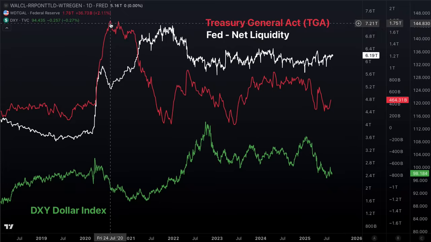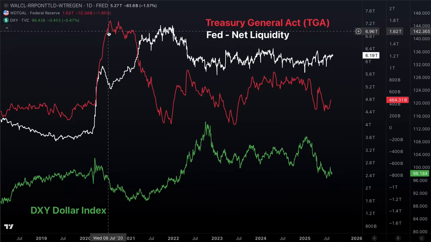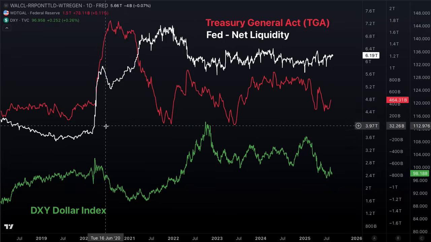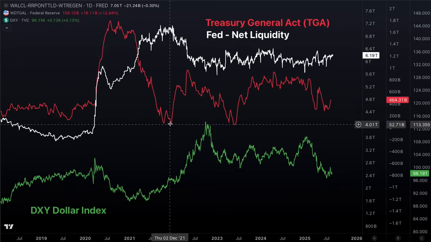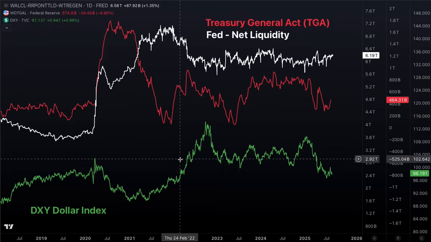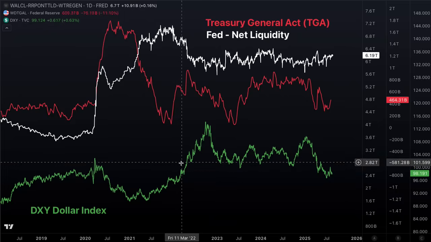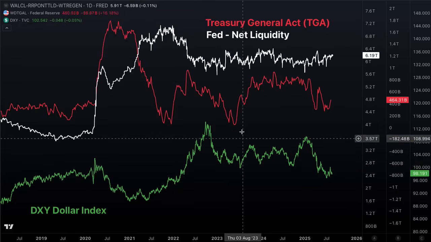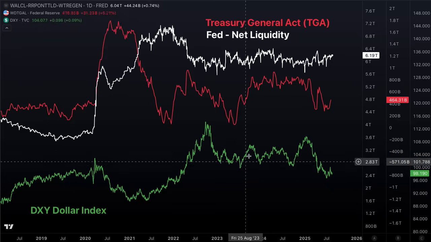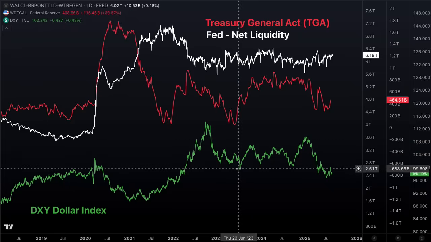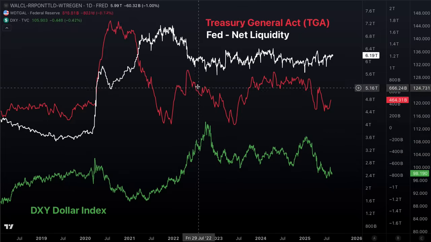If the TGA is going up, dollars are being removed from the system. Now, one thing to point out here is that generally, as the TGA is being rebuilt, that is positive for the DXY dollar index. We can see that every time the TGA has been rebuilt back up, we see a pop or strengthening of the dollar.